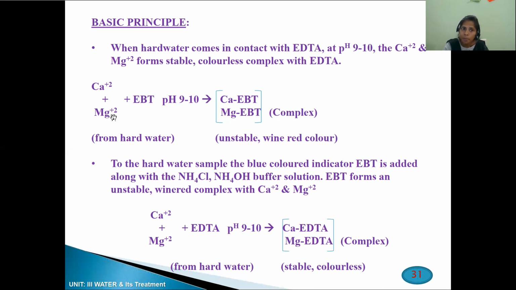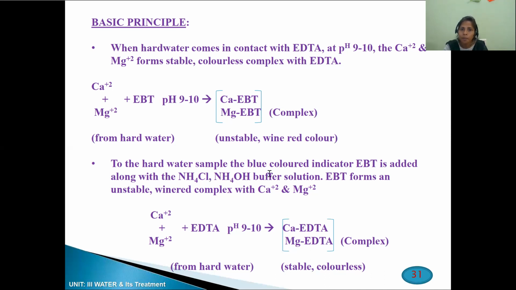When we add the EBT and buffer solution to the water, we get an unstable wine red color. That is calcium EBT and magnesium EBT. The wine red color solution forming in the conical flask is titrated with the EDTA which we are taking in the burette. Slowly we release EDTA from the burette into the wine red color solution. When EDTA mixes with the wine red solution, at one point the color changes to blue. That is the stable complex.